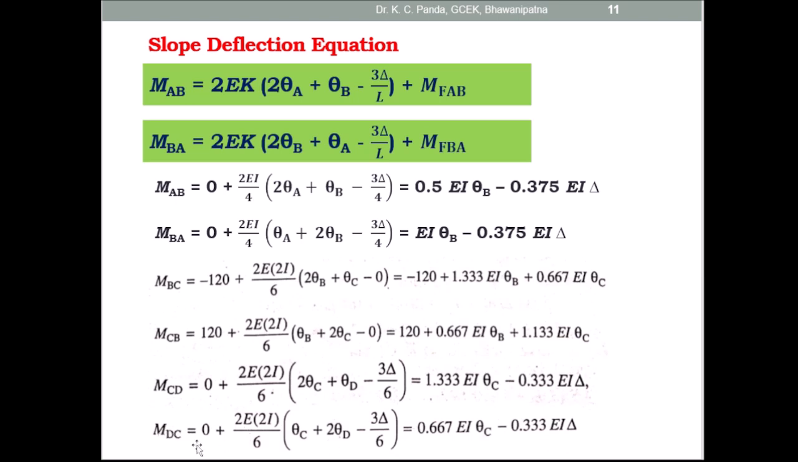Then similarly MDC is equal to MFDC plus 2EI by L, theta C plus 2 theta D minus 3 delta by 6. So here you put I is equal to 2I and L is equal to 6 and MFDC is equal to 0. So MDC is equal to 0 plus 2E 2I by 6, theta C plus theta D. So theta C you have to keep here and theta D is equal to 0, minus 3 delta by 6. So after simplification, MDC is equal to 0.667 EI theta C minus 0.333 EI delta. So these are the slope deflection equations.